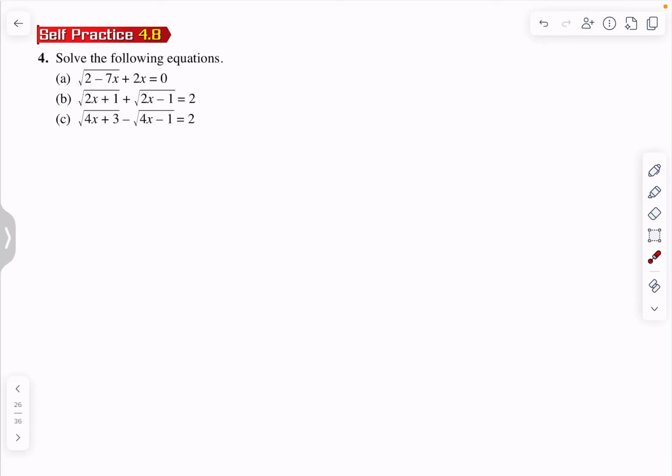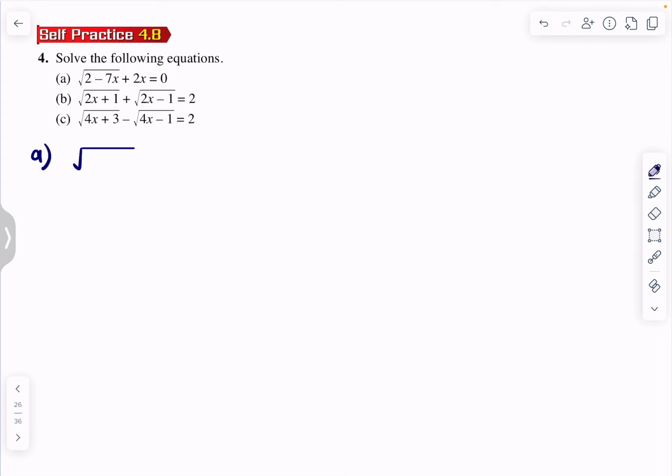Self-practice 4.8 question 4. Solve the following equations. When they say solve, basically we need to find the value of x. So let's look at A. What we can do here is, this one doesn't have a surd, so we can move this over the other side.